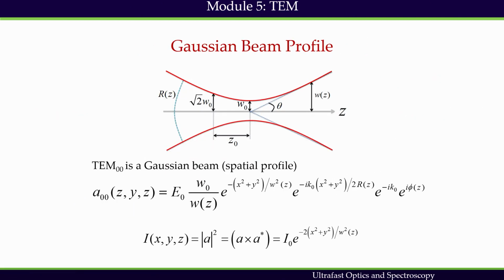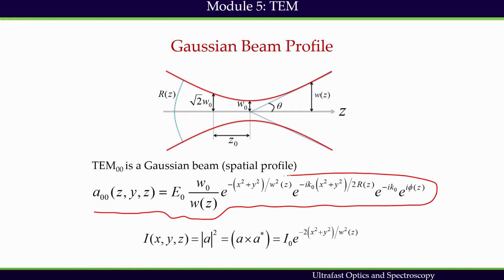The TEM00 solution of the paraxial wave equation, which features a Gaussian beam, can be written as this. So, this is the final solution for the lowest order solution A00. This represents a Gaussian spatial beam, and the intensity of this is nothing but the square modulus of the solution, the field, and we get this expression for the intensity.